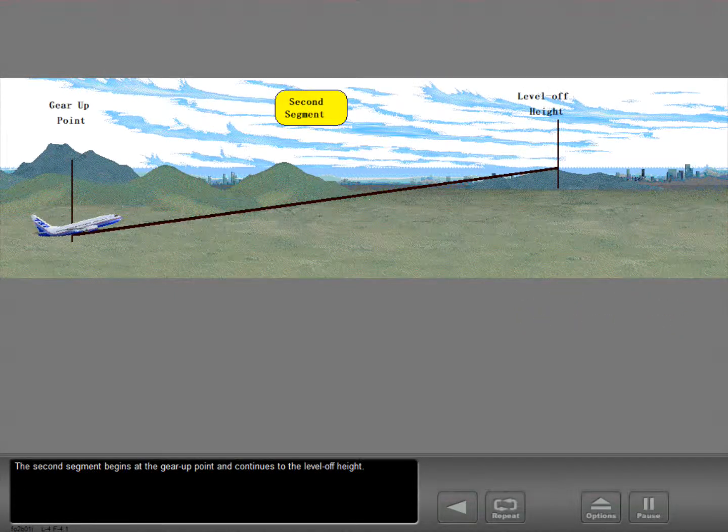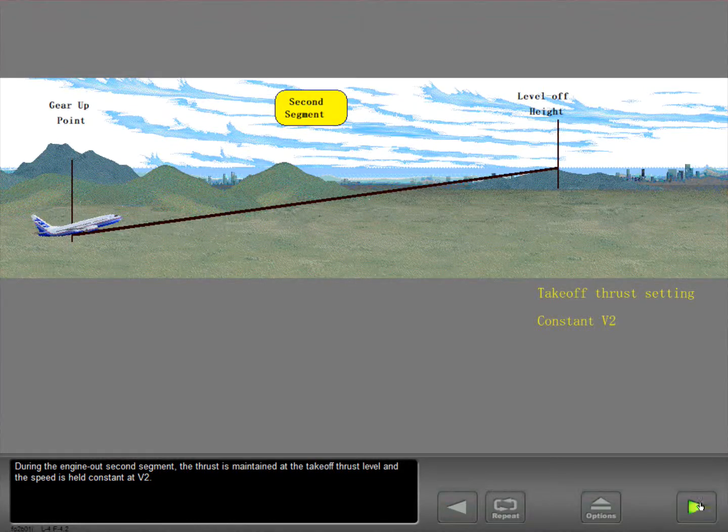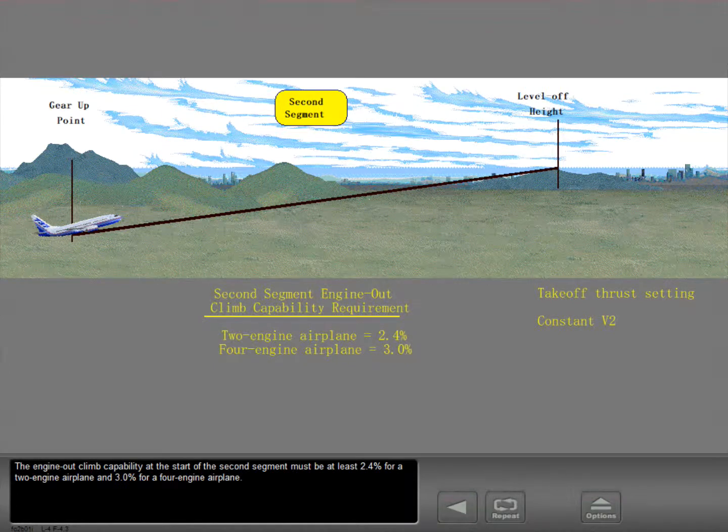The second segment begins at the gear up point and continues to the level off height. During the engine-out second segment, the thrust is maintained at the takeoff thrust level and the speed is held constant at V2. The engine-out climb capability at the start of the second segment must be at least 2.4% for a 2-engine airplane and 3% for a 4-engine airplane.